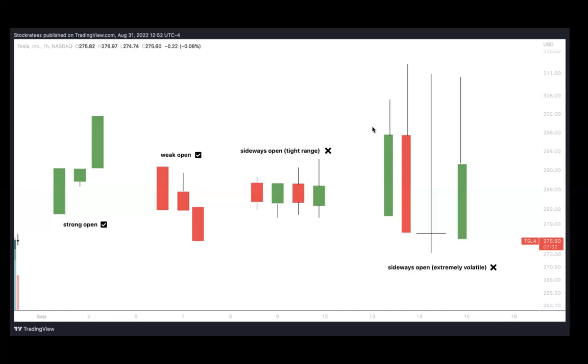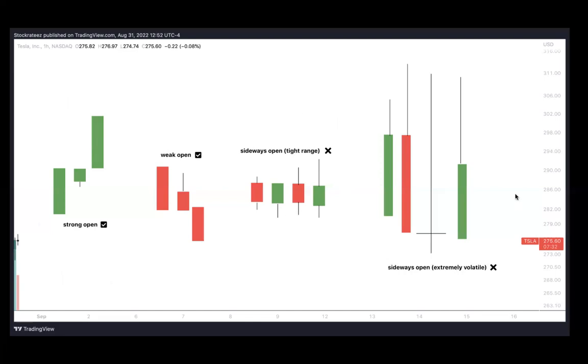And then we have the opposite of that. And this is also a sideways open, but is extremely volatile. These are massive candles. So if you try to take a break in either direction, you are just going to get faked out. So we want to wait for something clean. See these candles? These are clean. This is a hot mess. You don't want to get involved in these massive whipsaw ranges or in these tight sideways ranges.